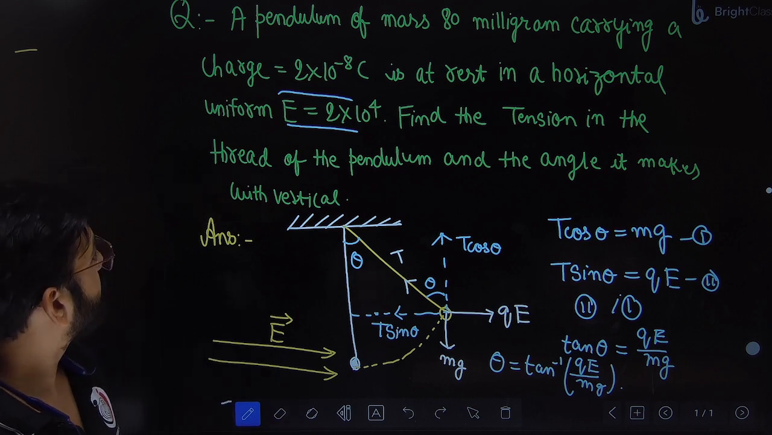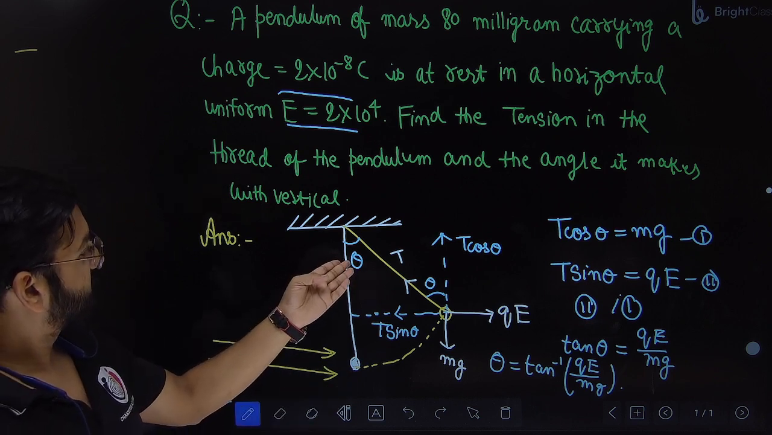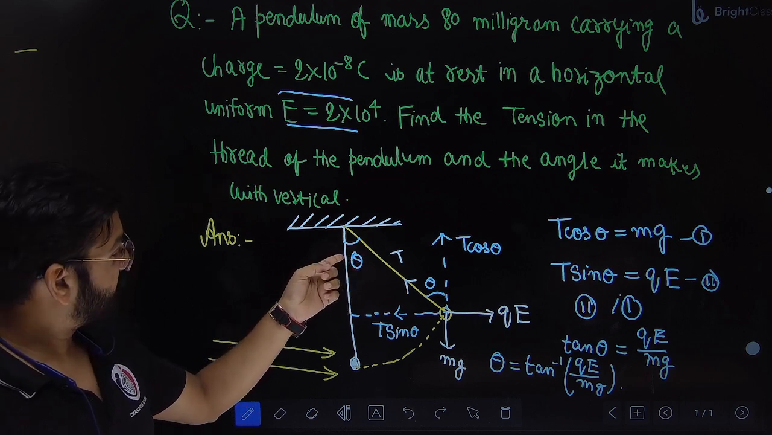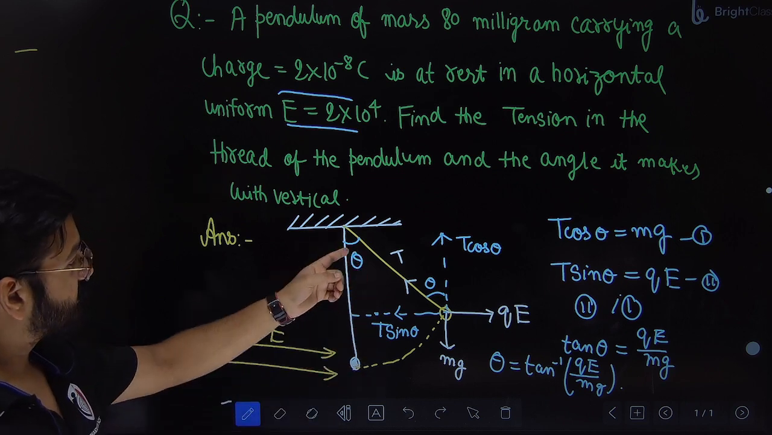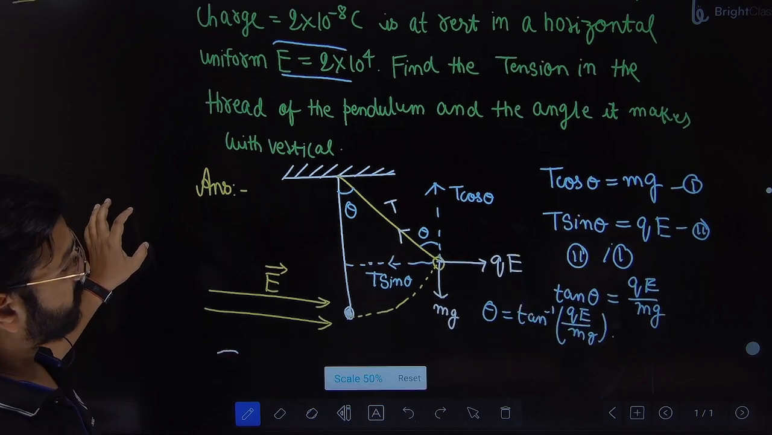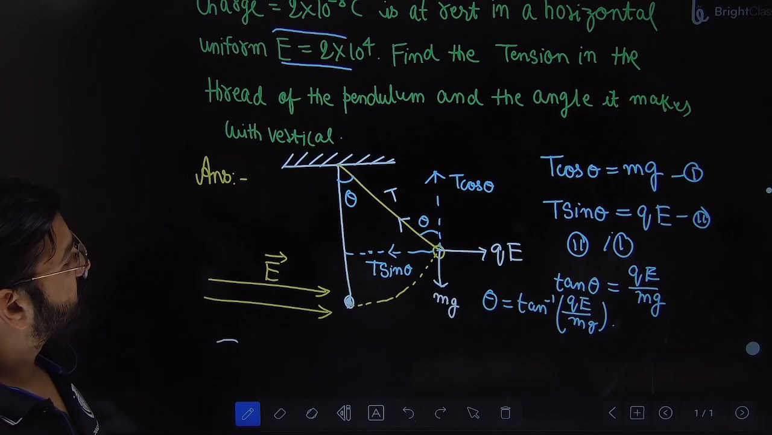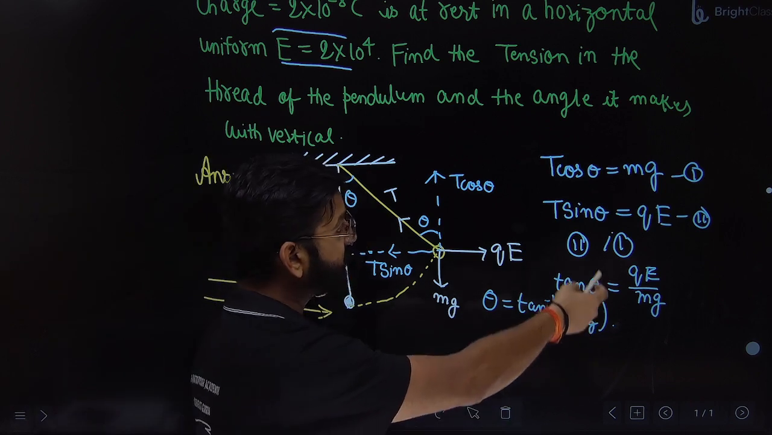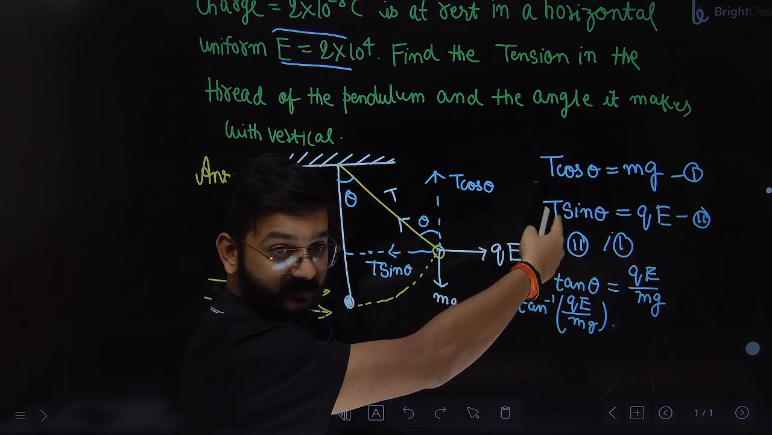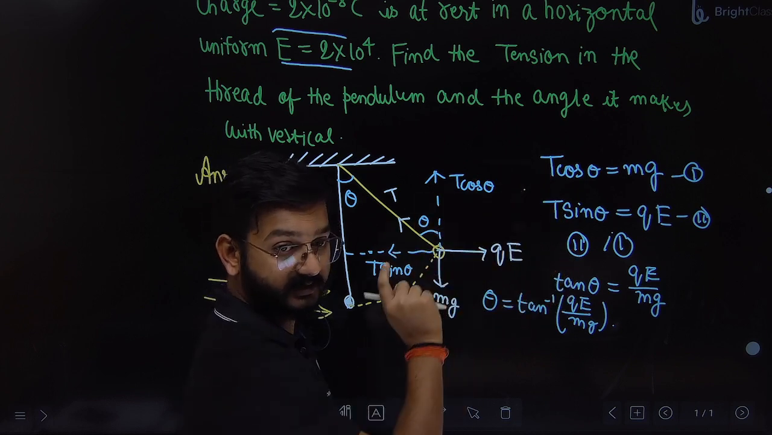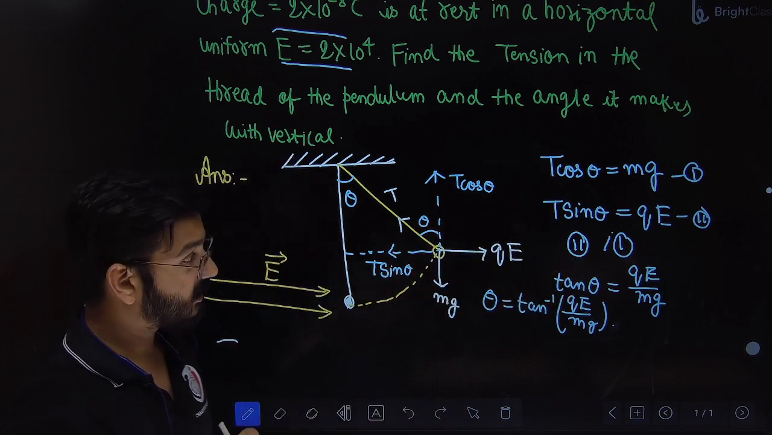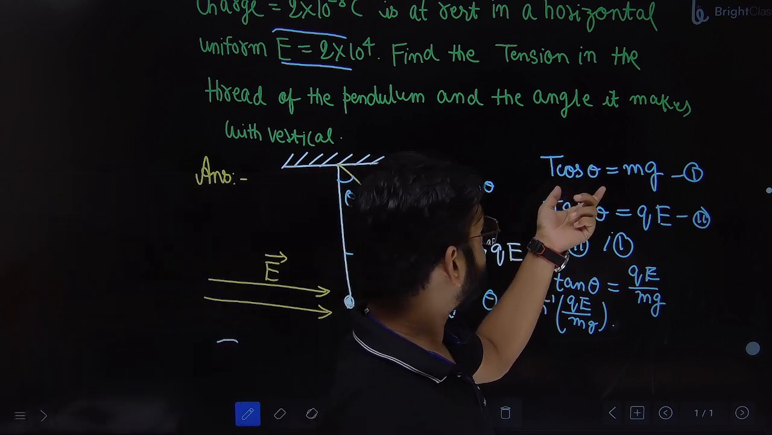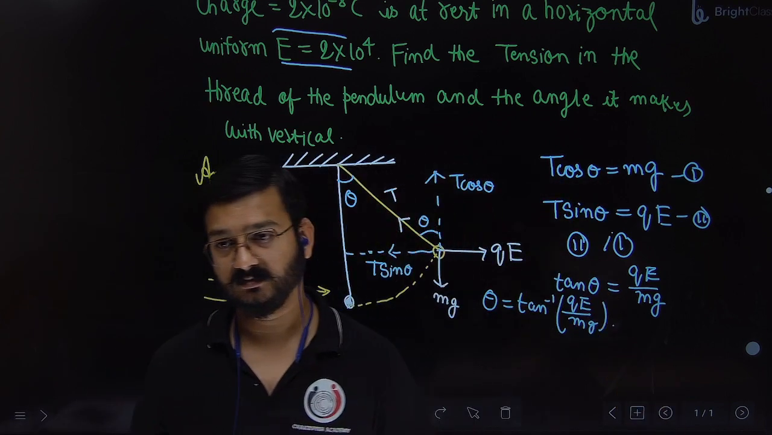Asking 90 minus theta. Angle with the vertical. I assume this to be theta. And once you get theta, you can substitute in any equation, either first or second, and you will get the tension. So substitute theta in either the first one or the second one, and you will get T.